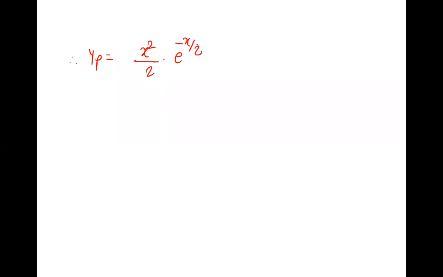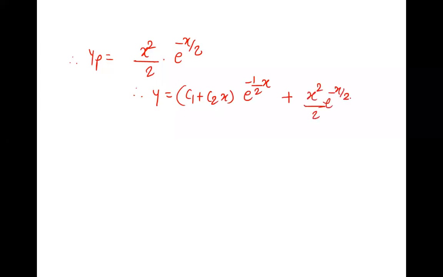Is it done now? Yes, ma'am. Yes, no 0. Very good. It is done. And this is your YP. Collect for the answer YC and YP together. Then you will get the solution. Therefore, y is equal to, what is YC? C1 plus C2x into e raised to minus 0.5x, half is okay or 0.5, whatever. Plus YP, x square by 2 e raised to minus x by 2. Yes, this is your final solution.